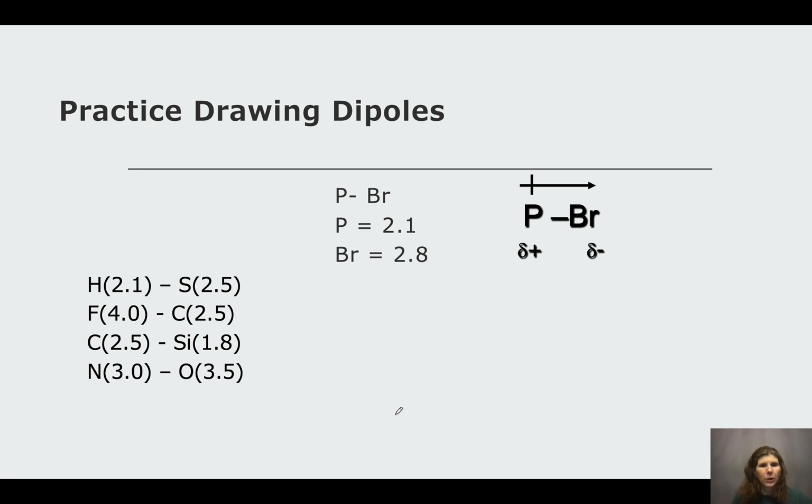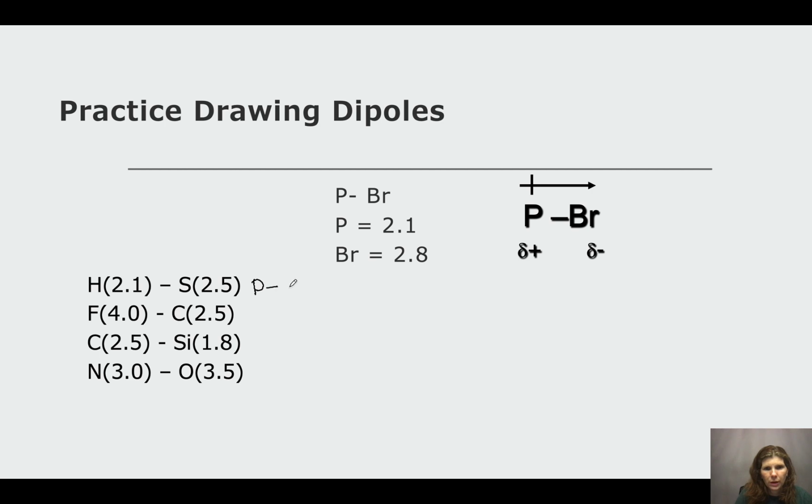All right, so let's practice this some more. This would probably be a really good time for you to stop the video and try this on your own, and then press play and check your answers. So for the first one, it's between hydrogen and sulfur. Notice that I've already put the electronegativity differences here. With this one, we're going to get an electronegativity difference of 0.4.